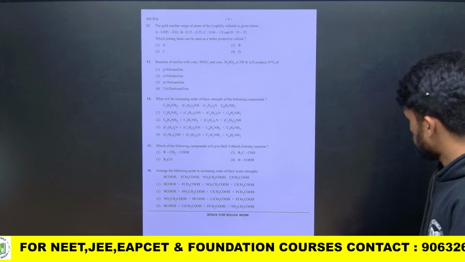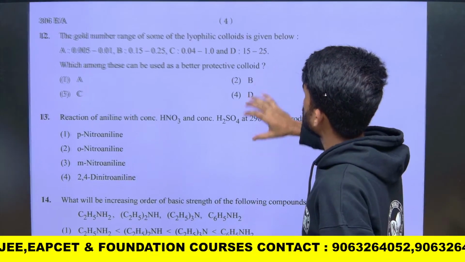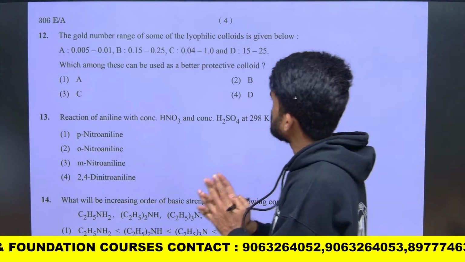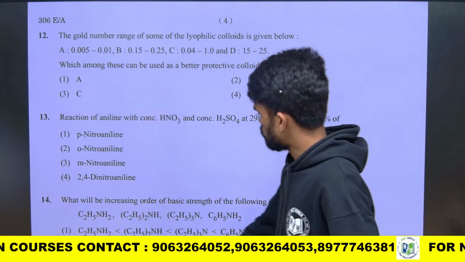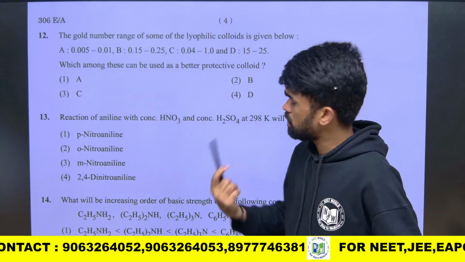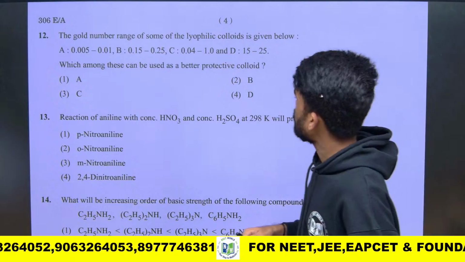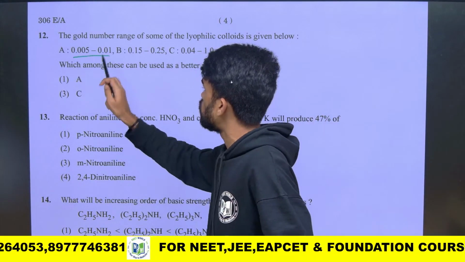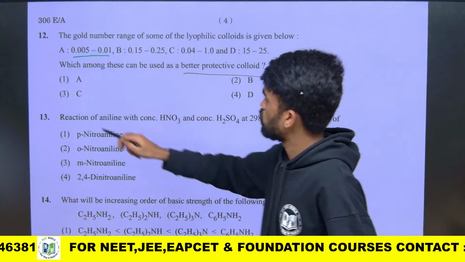Okay. Next, the gold number range of some lyophilic colloids is given below. Which among these can be used as a better protective colloid? So always remember, for a protective colloid, the lesser the gold number, the better it is as a protective colloid. So which is having the lower gold number? Here option A is having the lower gold number, so that will be the better protective colloid. So you can go with option number 1.